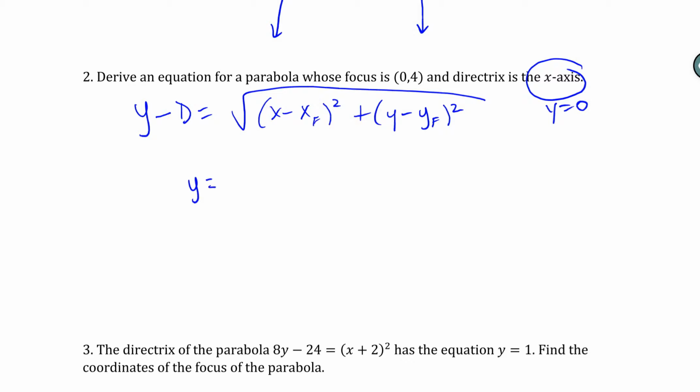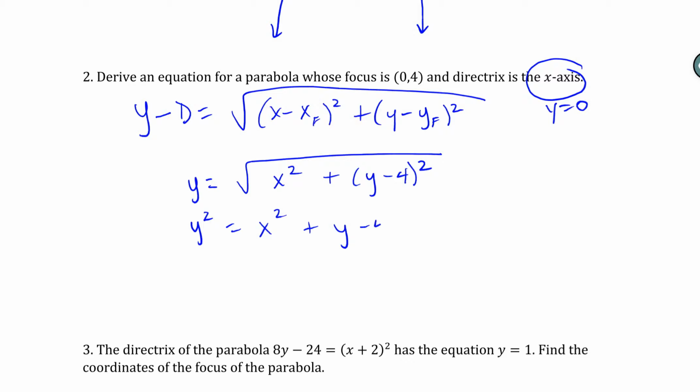Well, if I put all of my information in, I have y minus 0, which is just y. I have x minus 0, which is just x, and (y minus 4) squared. If we then square both sides to get rid of the radical, we get y squared is equal to x squared plus (y minus 4) squared.